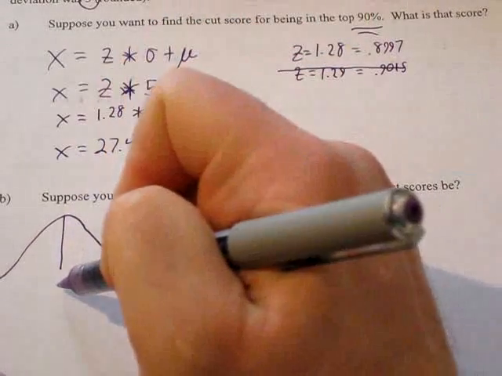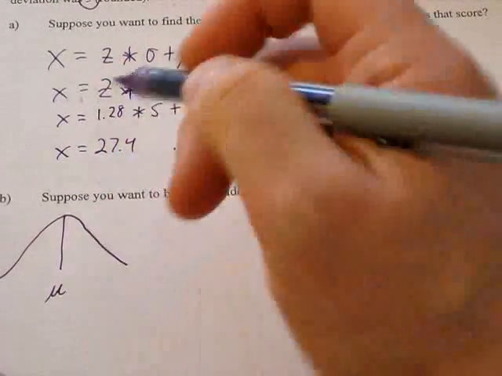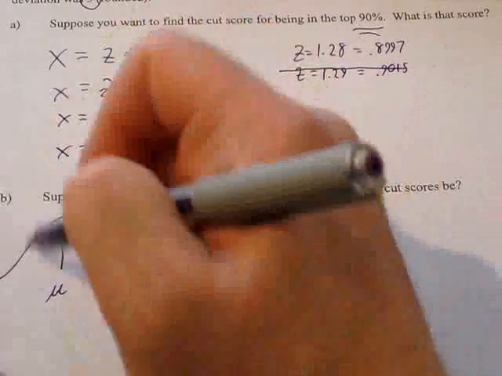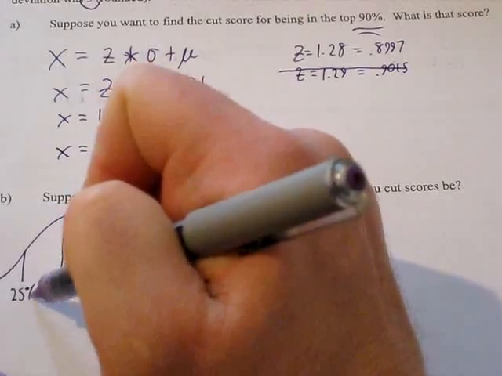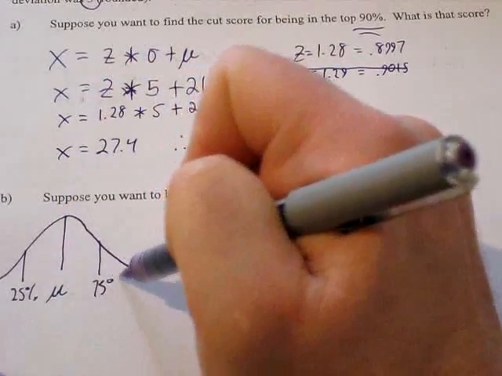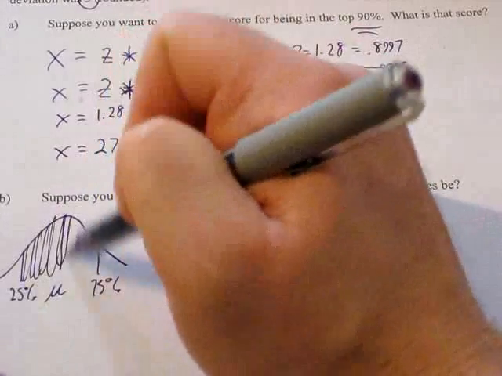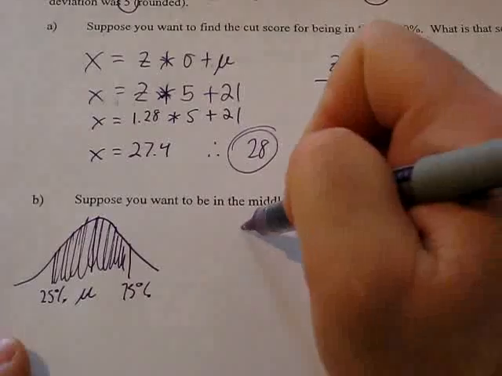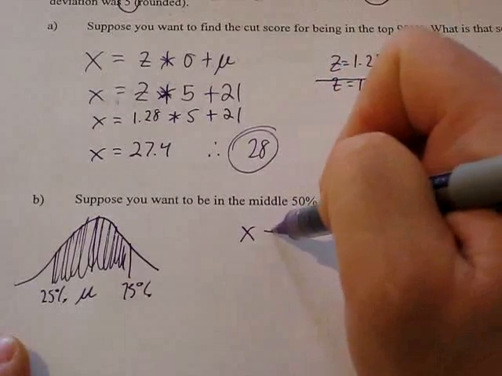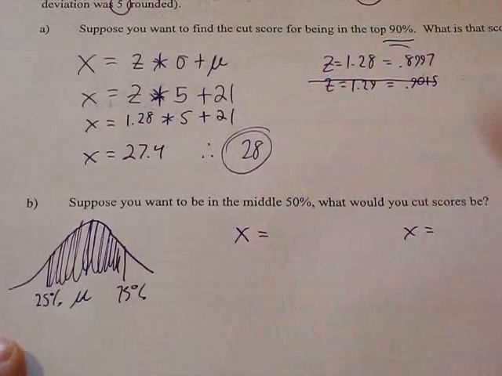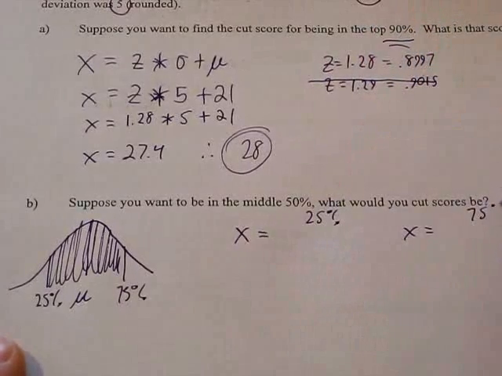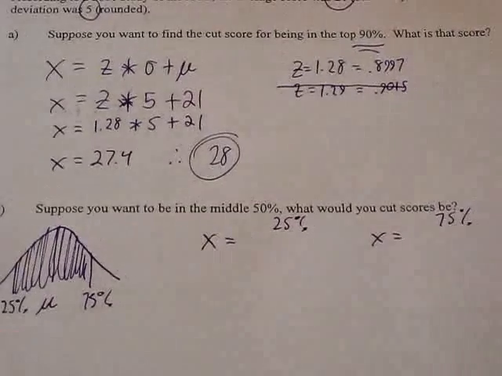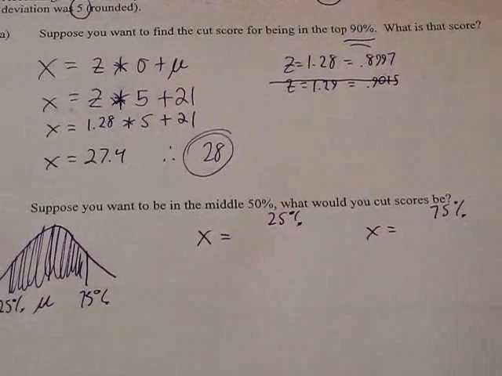Well, first of all, let's imagine that the average is right in the center. And then if you want the middle 50%, you have to go up 25% and down 25%. So we're really trying to find some z-scores between these two numbers here. What I need is a z-score for my 75% and a z-score for my 25%. I'm going to put 25% on my left and 75% on my right. So I want to find those z-scores.